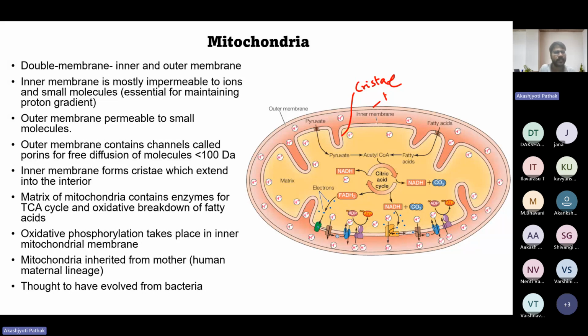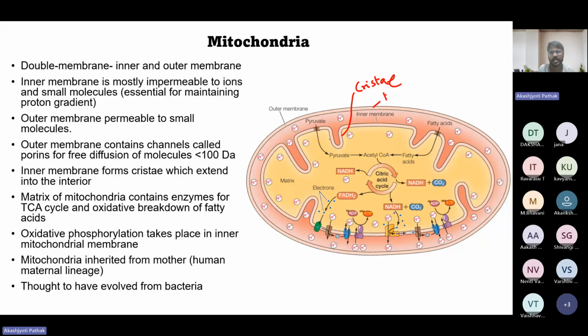Okay. So these are a few of the points which you need to remember. The outer membrane is permeable to small molecules, and it contains channel proteins called porins. These porins allow free diffusion of molecules which are less than 100 Dalton. And the inner membrane forms cristae which extend into the interior.